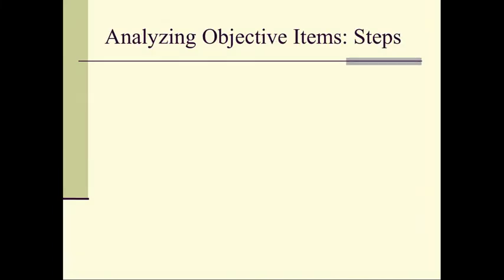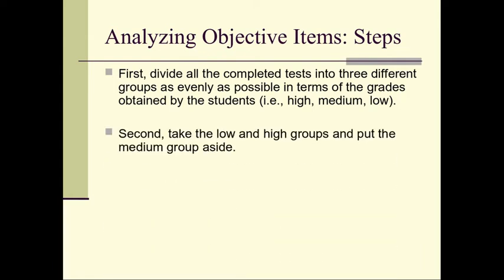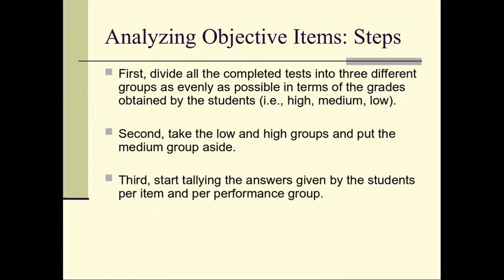Now we'll look at steps for analyzing objective items. So once your students have taken the test, you will take the completed tests and group them as evenly as possible in terms of the grade. So you can have a high, medium, low grade, so you go from high to low, low to high. And then you take the low and high groups and put the medium group aside. Then you start tallying the answers given by the students per item and per performance group. Finally, you work out the corresponding statistics.